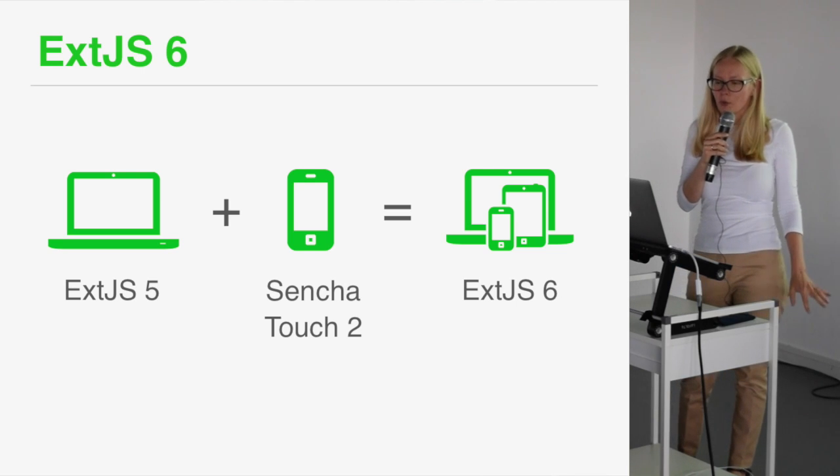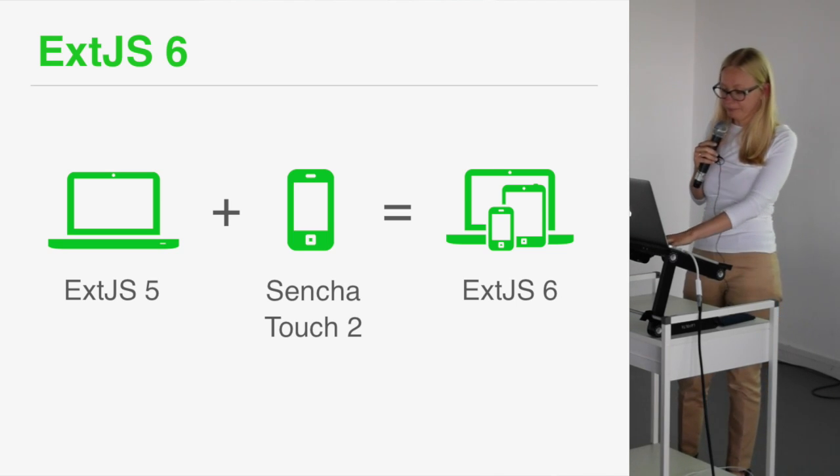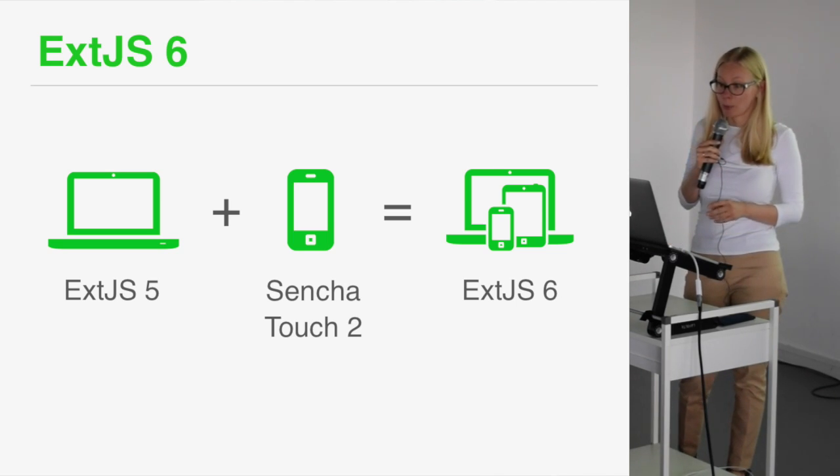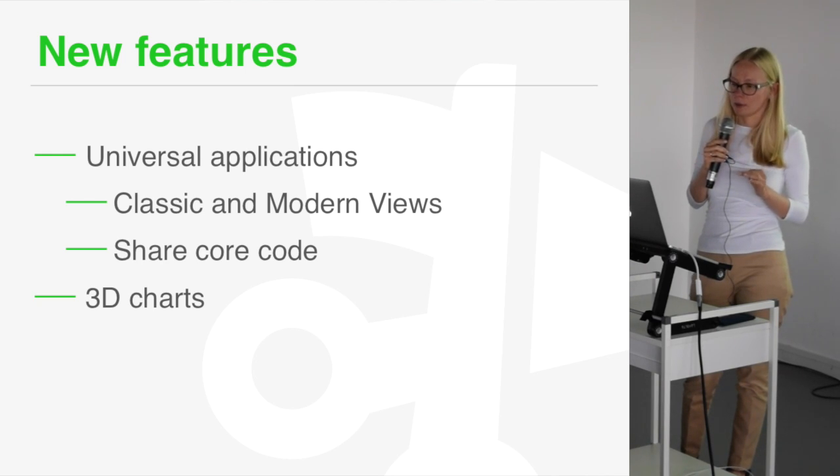But all this was before ExtJS 6, and ExtJS 6 provides a great new feature. It's the merger of ExtJS 5 and Sencha Touch into a single universal framework. Now it's possible to create universal applications that have classic views for legacy browsers and modern views for modern browsers, and share core resources and code. Another nice feature is support for 3D charts.